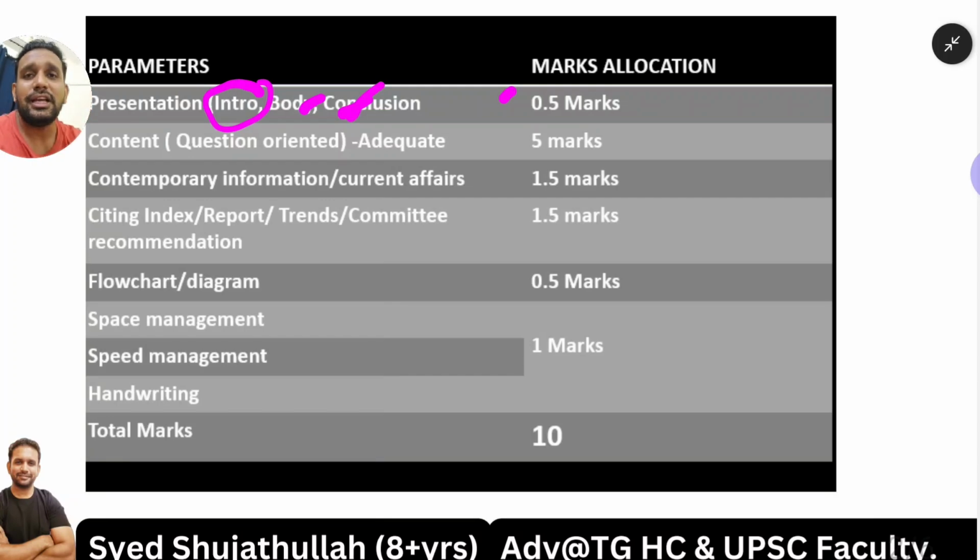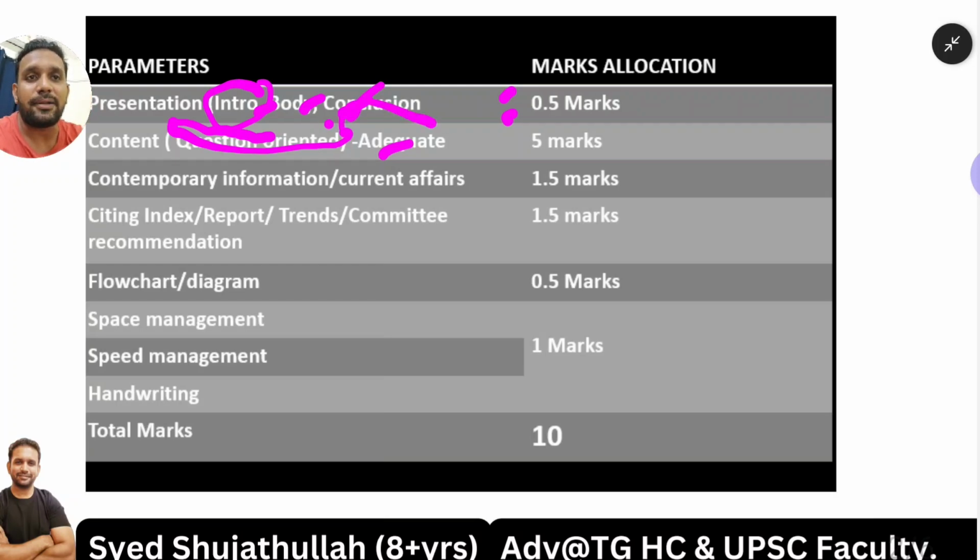So presentation includes intro, body, conclusion. It carries 0.5 marks. Content: you have to write question-oriented content, and it should be adequate. This is a very important point. There is a question, you have to address the question first. Later on you can do the rest, and you will not have the time for that anyway. So first of all, try to address the question. If they are asking challenges, address the challenges. If they are asking the Finance Commission recommendation, first write the Finance Commission recommendation, then go for anything else.